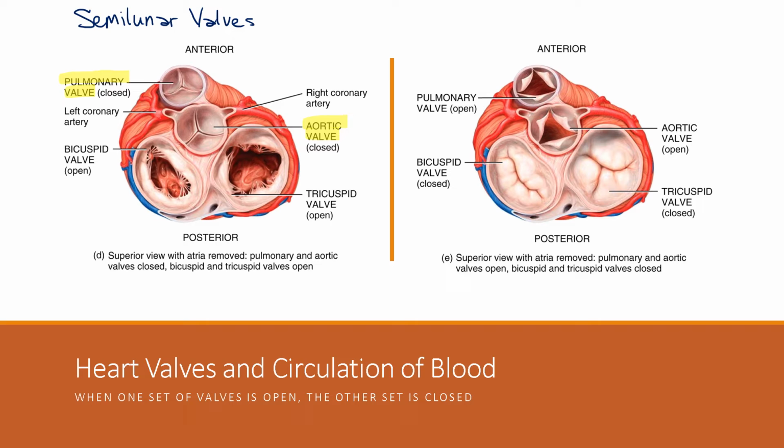One other really important thing of note is that when one set of valves is open, the other set is closed. On this left picture here, when the bicuspid valve and the tricuspid valve, those atrioventricular valves, are open, you can see the pulmonary valve and aortic valve, the semilunar valves, are closed. On the right here, when the semilunar valves are open, the atrioventricular valves are closed. So that's a very important thing.